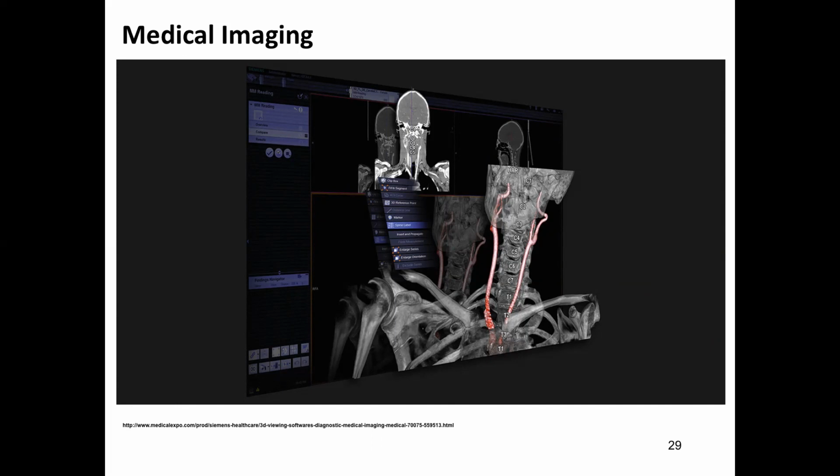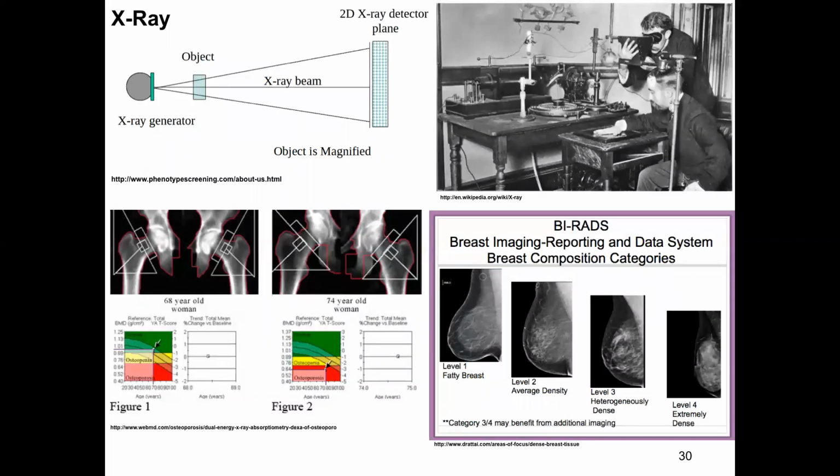And very often you use more than one type of imaging to get the information that you want, right? So the first one is X-ray, because that was really the first one. What you're dealing with here is X-ray, which is radiation.